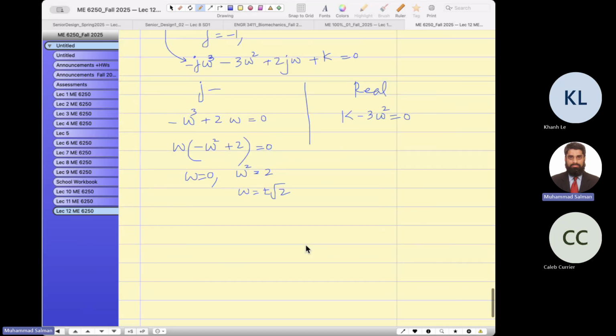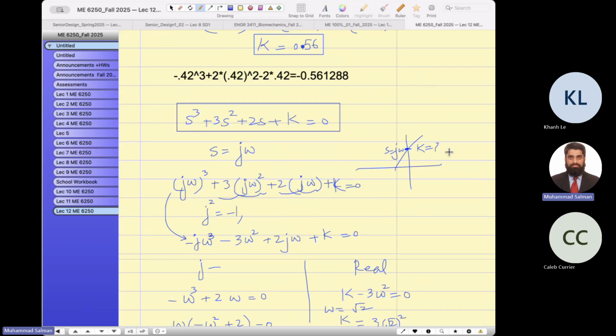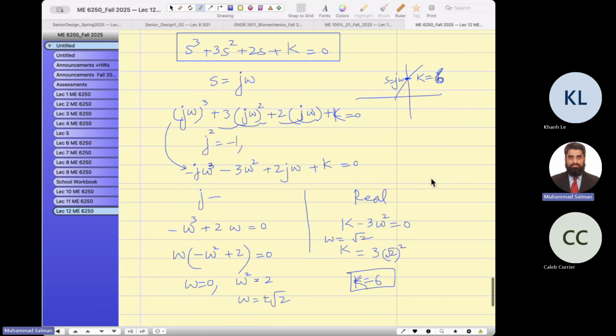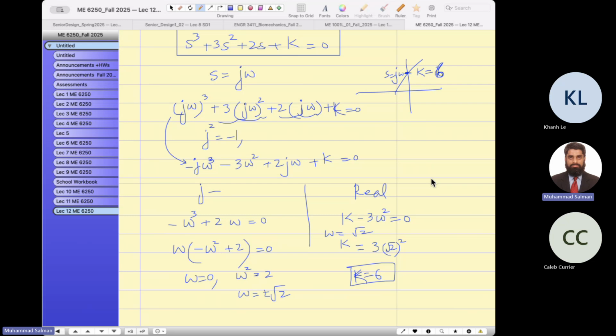And now you plug in over here omega equals square root 2, because it's 3 times 2. Because square root 2 squared is 2, so you get 6. So the gain value at the imaginary axis is what? It is equal to 6. You see my point? This is how you find the gain value on the imaginary axis.